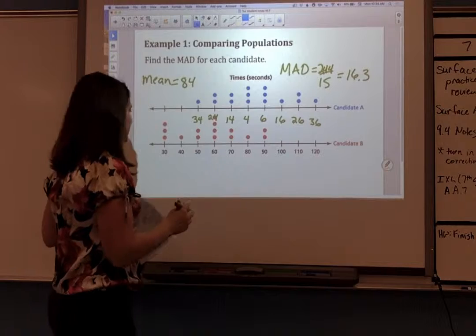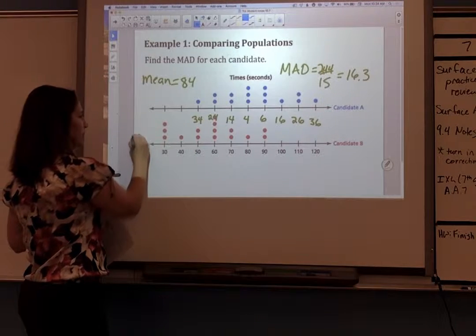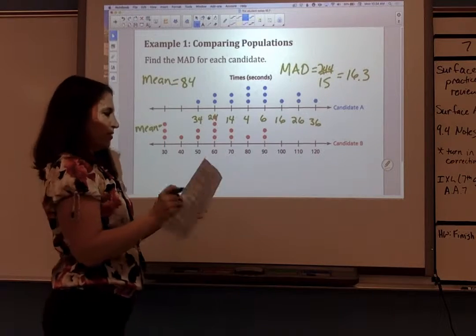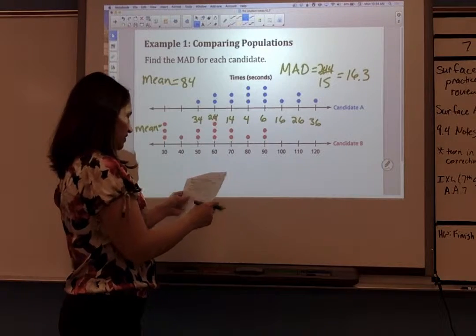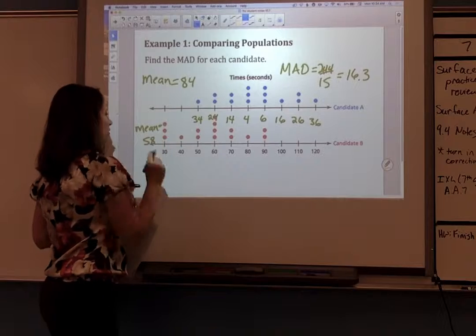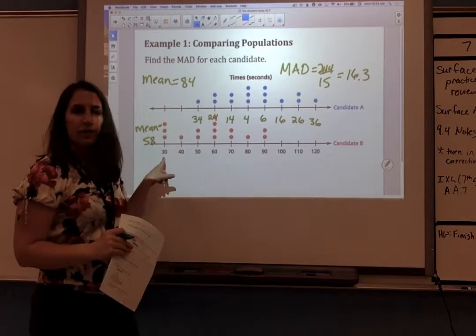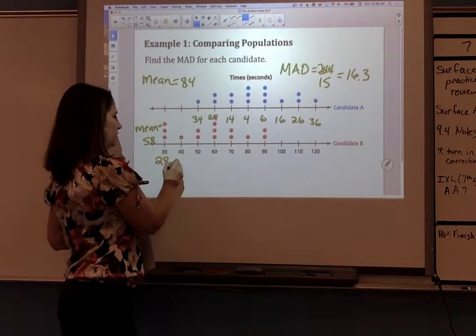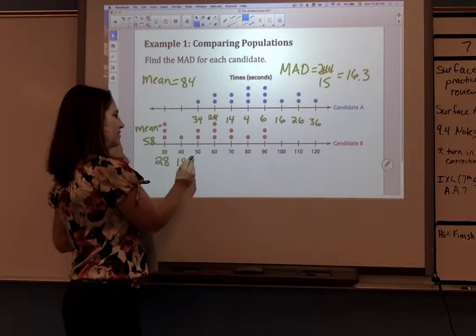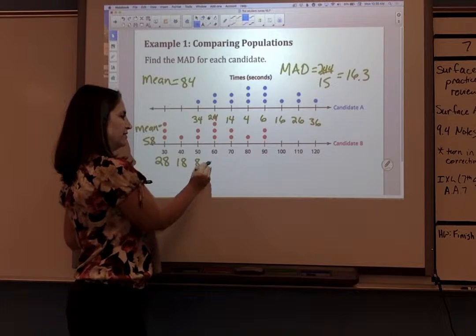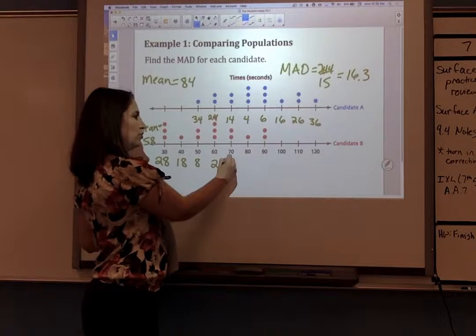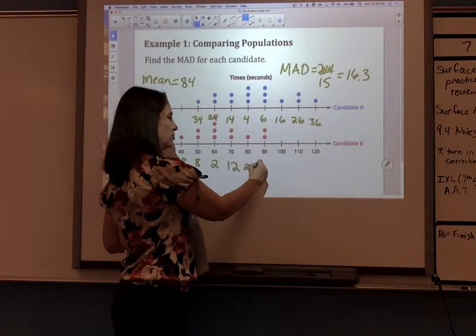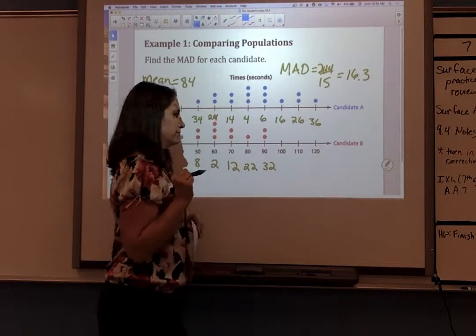Okay, let's take a look at candidate B. The mean for candidate B was 58. Here we're looking at 30 seconds. 58 minus 30 is 28. 58 minus 40 is 18. 58 minus 50 is 8. 60 minus 58 is 2. 70 minus 58 is 12. Kind of seeing the pattern here, 22, 32.